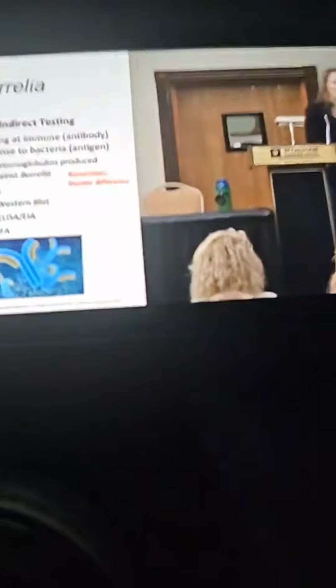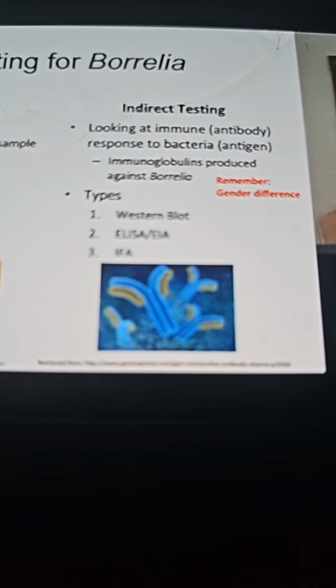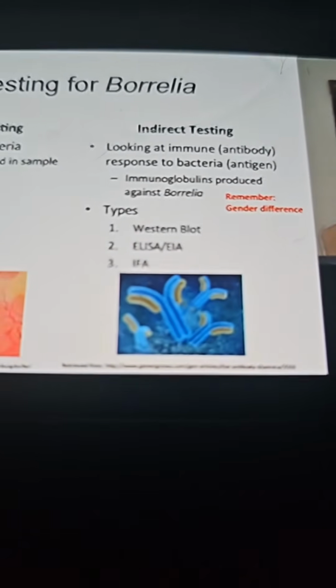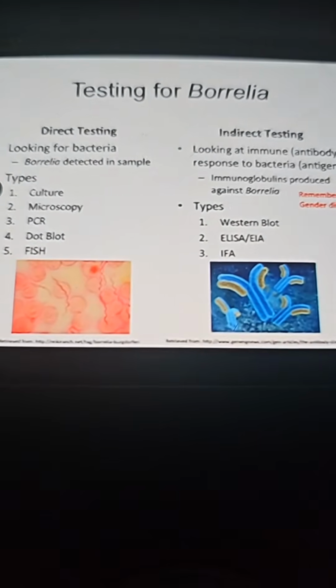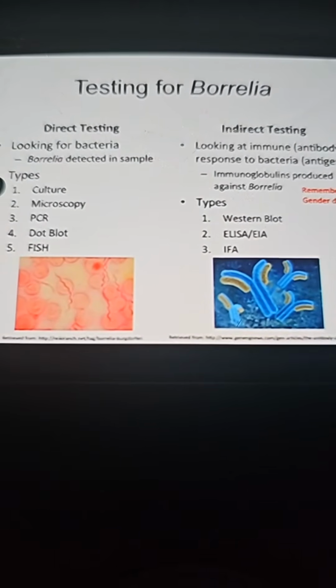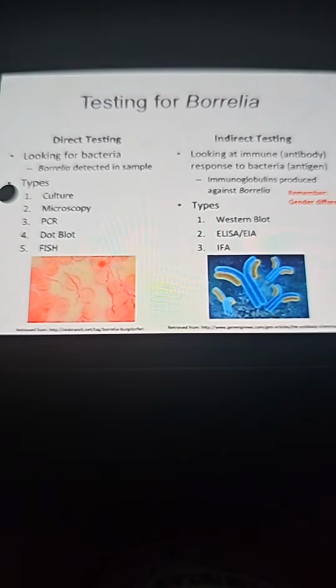All right, so let's get into testing for Borrelia. And again, those of you with Morgellons disease, we know that Lyme disease is one of the underlying infections that we've seen a lot of. So most practitioners will want to test you for Lyme disease or Borrelia if you present with Morgellons disease. So going back to the different types of testing, we have direct testing and indirect testing. Direct testing is looking for, can we look for that actual bacteria? Can we find the bacteria in this sample?